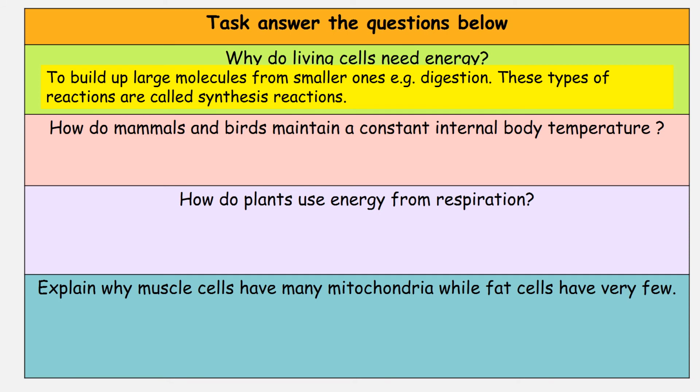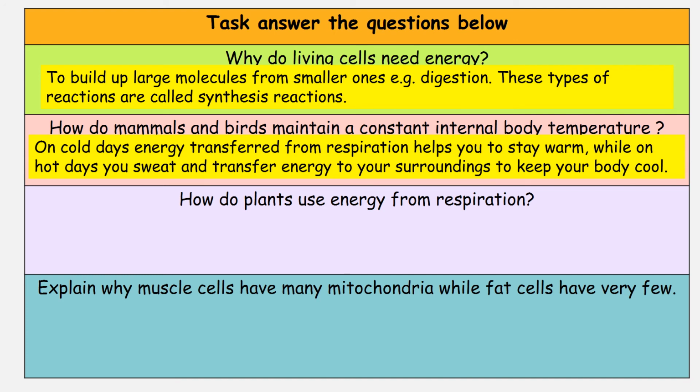Question number 2. How do mammals and birds maintain a constant internal environment? So if it is cold, the heat energy from respiration will keep us warm. So we need to eat a lot more than, say, a snake does, because they are cold-blooded. They don't need to maintain a constant internal temperature. We need to eat a lot because a lot of the chemical energy that we eat is actually converted into heat energy to keep us warm. However, if it is hot, then we do things like sweat to keep our body cool.